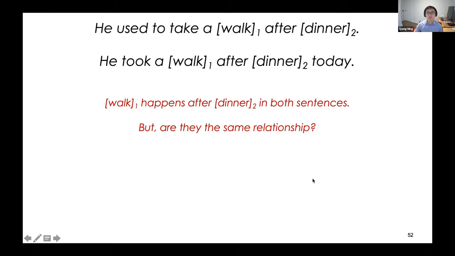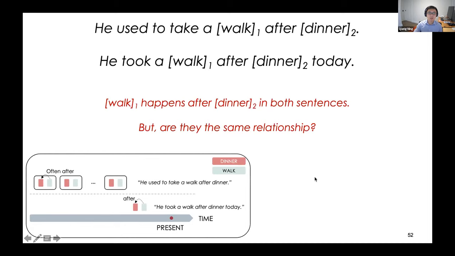And this is the second example. "He used to take a walk after dinner" and "he took a walk after dinner today." If we draw the timeline, we can see that the relationships are actually different in the above two sentences. This phenomenon isn't very popular in practice, so there is still no linguistic formalism capturing these kinds of nuances so far.